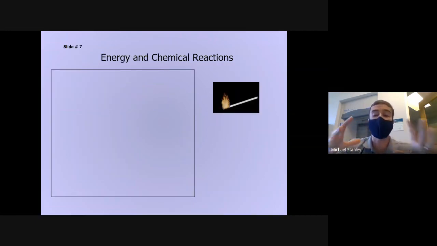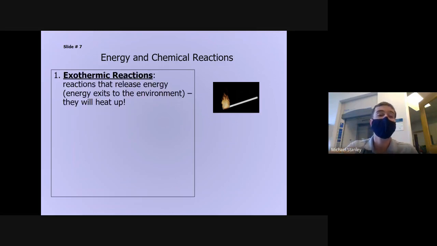So when we're looking at chemical reactions and the energy that they are dealing with, there are two really broad categories of chemical reactions we can have. We can have reactions that release energy, and we can have reactions that absorb energy. The first one that we're going to talk about, that releases energy, is called an exothermic reaction.